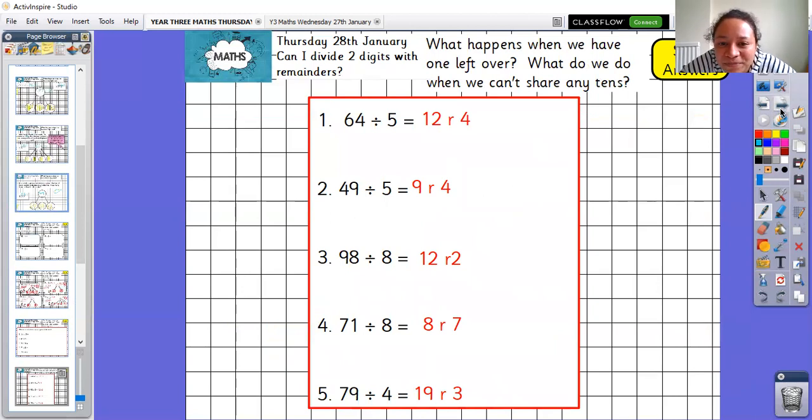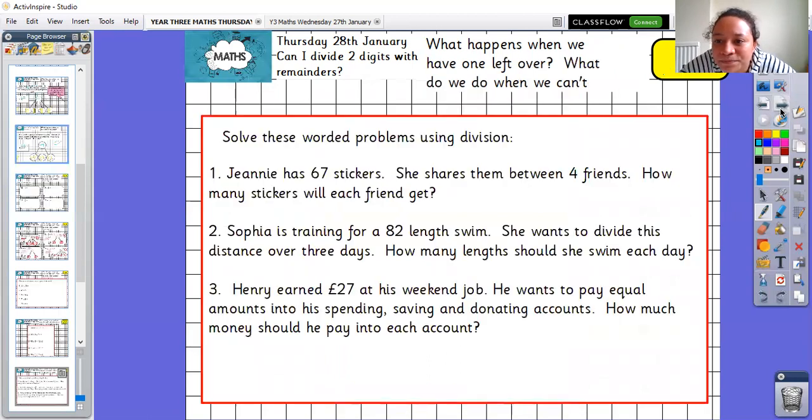Okay, how did you get on? So these are the answers that I got. Have a little look through. Did you get the same answers? Can you tick them if you did? Put a dot if you didn't. And if you didn't get them correct, that's fine. Go back, have a little check through, see if you can spot your mistake. Okay, and then let's look at the gold task if you're ready.